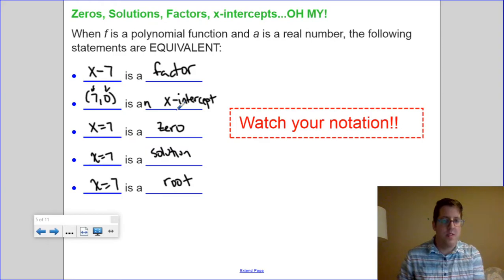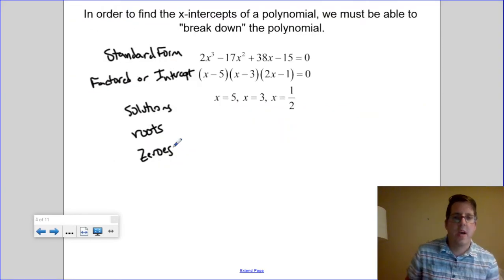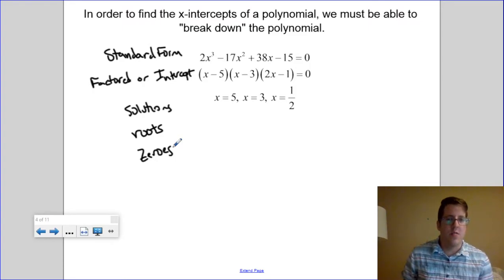So those three words, zero, solution, and root, are used pretty interchangeably, but all 5 of these statements are equivalent. So if we look back at our previous answer, our original equation is written in standard form. Then next we have a factored equation, which is called intercept form. And then finally, when we solve, we're listing our solutions, or our roots, or our zeros.